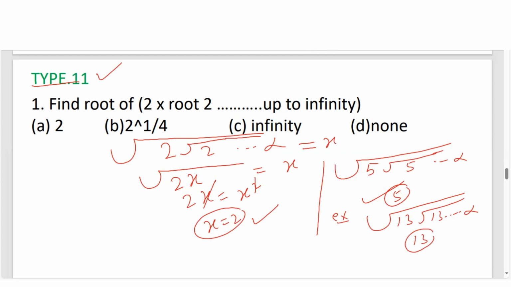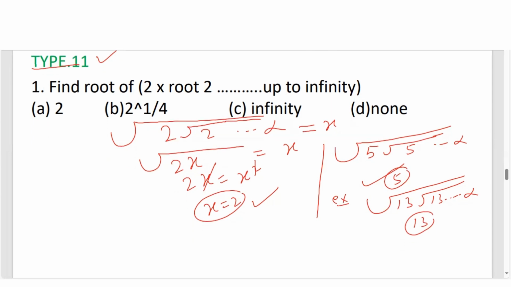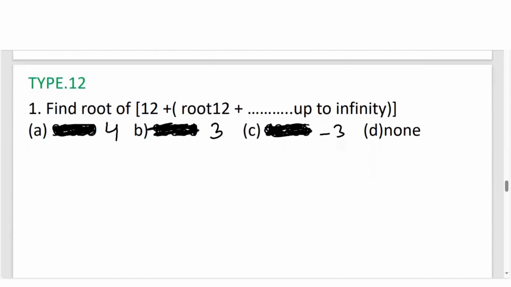Let us see the next question. The next question is type number 12, and this question is also very important. I will explain this question by both methods: the basic concept of this type of question, and then we will apply our shortcut. Only you see and you can find the answer, no need of pen and paper. Let us see, our question is what?